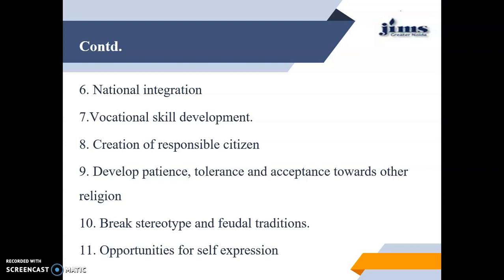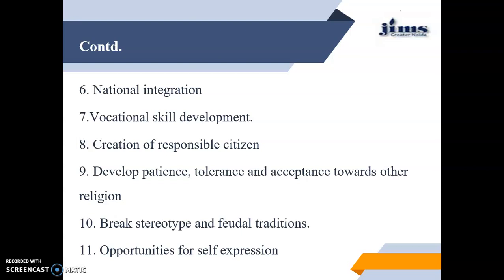That can be very easily handled by the schools, that they develop the feeling of togetherness in the students, so they adjust in the school well and can help the other students of the class and the school. The school can also help a child in developing patience, tolerance, and acceptance towards other religions. It is quite natural that any child gives respect to their religion, but it is also very essential that they should give the same respect to other religions and not discriminate in class against a child belonging to any religion.